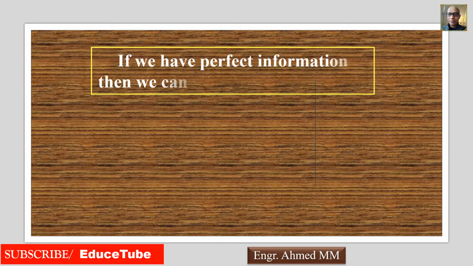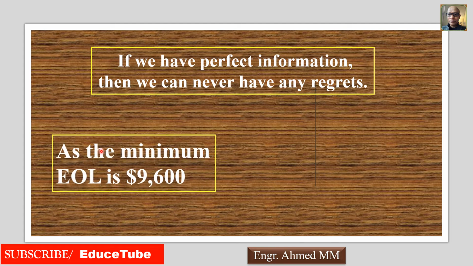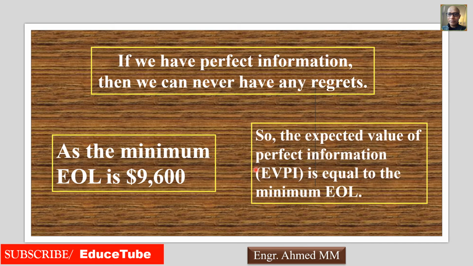Now here we have perfect information. If we have perfect information, then we can never have any regrets. It's a very important point. If we have perfect information, then we can never have any regrets. So we found in previous slide minimum EOL was 9,600. That was the minimum EOL.